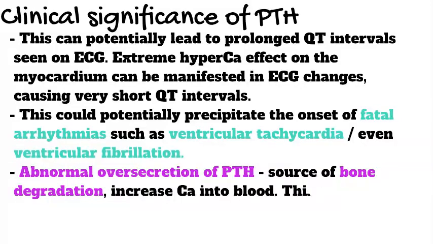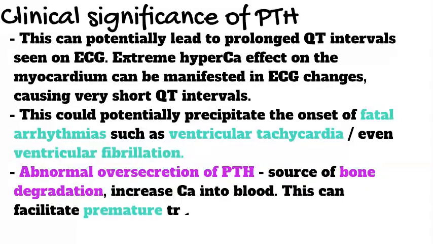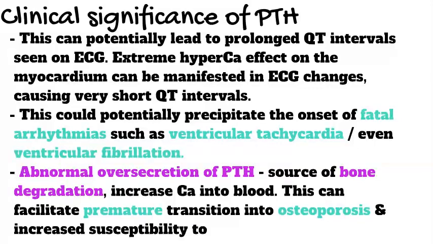Abnormal oversecretion of parathyroid hormone, the source of bone degradation, will increase the calcium in the blood. This can facilitate premature transition into osteoporosis and increase susceptibility to fracture.